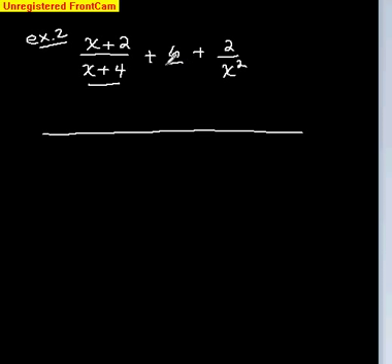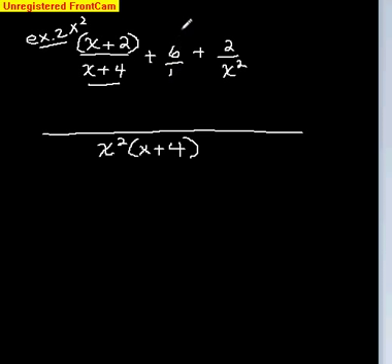Our common denominator, we need an x plus 4, and we need an x squared. So we'll put the x squared here. And we say what's missing from this denominator to this denominator. Well, this one is missing x squared. So we're going to have to take the top and bottom by x squared. When I take the bottom by x squared, we just get this.